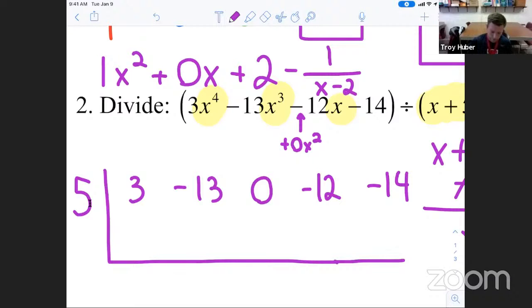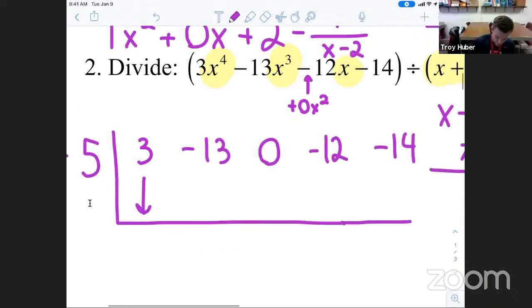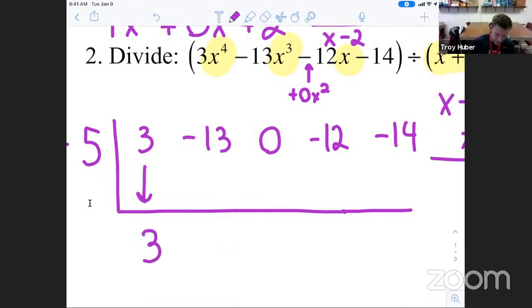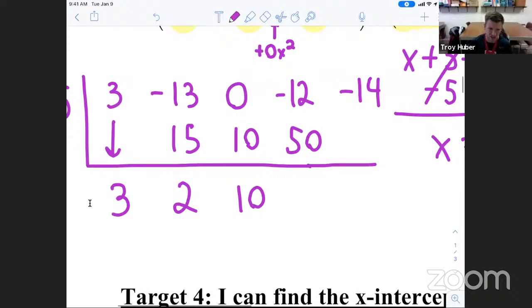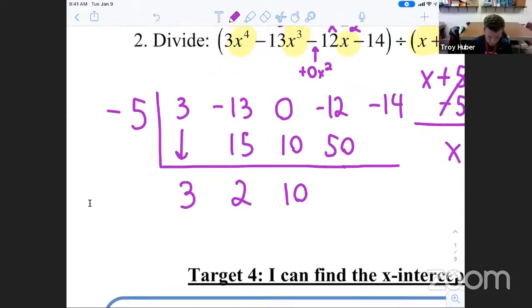and then negative 14. So we bring down our first term, then we multiply. 5 times 3 is 15. Add it together, I get 2. 5 times 2 is 10. Add it together, 10 plus 0 is still 10. 5 times 10 is 50. Add it together, that should give you the wrong answer. Bummer.